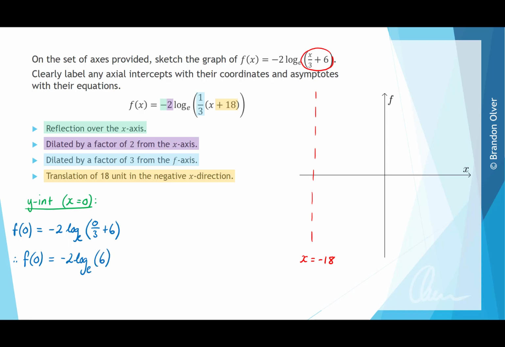All we need to know is that's a negative number. But if you did put it in your calculator and ask for a decimal just to get a feel for that number, it would be approximately -3.58.